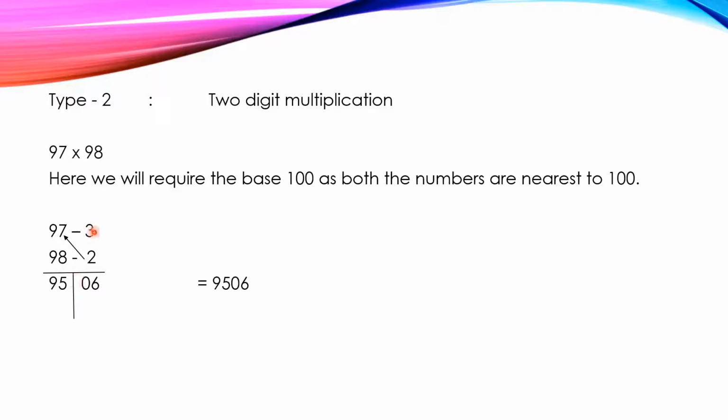Now we can either subtract 3 from 98 or 2 from 97. But you must always choose a number which is smaller. So here I have subtracted 2 from 97, which will give me 95. So my correct answer is 9506.